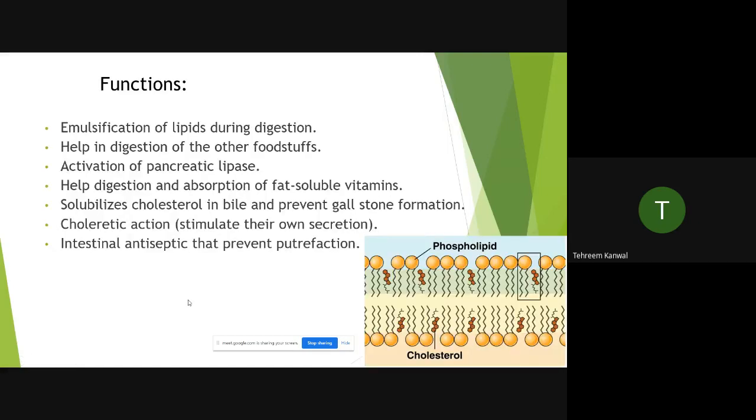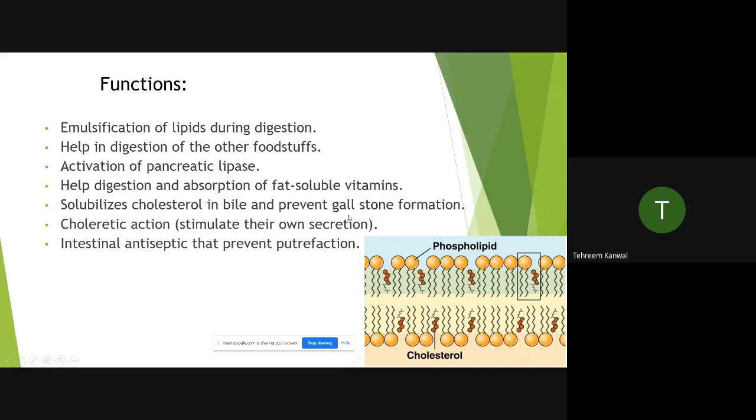Okay, now the functions of these bile acids. They are important in the emulsification of lipids during digestion. They help in the digestion of other substances like drugs. Different drugs need bile acids to get absorbed. Then they are helpful in activation of pancreatic lipase. They are helpful in digestion and absorption of fat soluble vitamins. They help solubilize the cholesterol in bile and prevent gallstone formation.